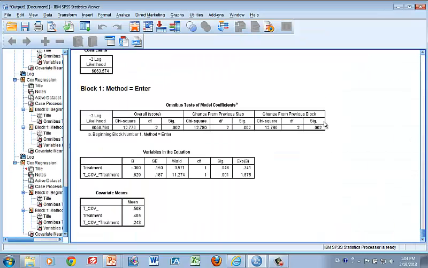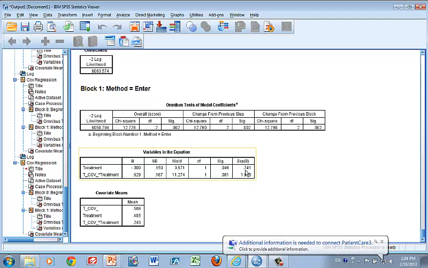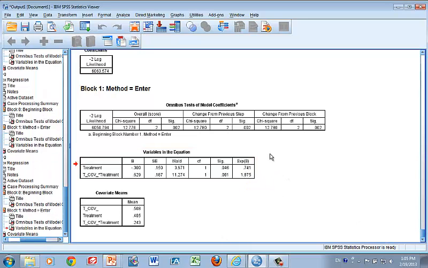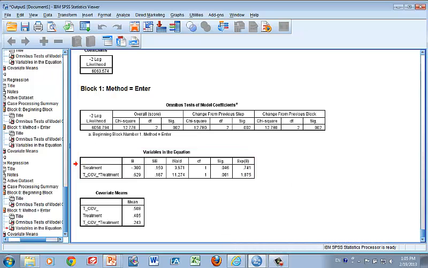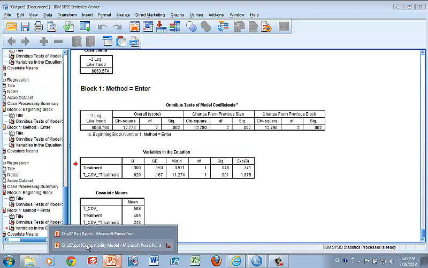So this is what we have. Exponential beta for treatment is the hazard ratio of death by CABG for the interval before 7 years. In order to get the hazard ratio of death by CABG for the interval after 7 years, you need to multiply 0.741 times 1.875. So let's go to the lecture note.